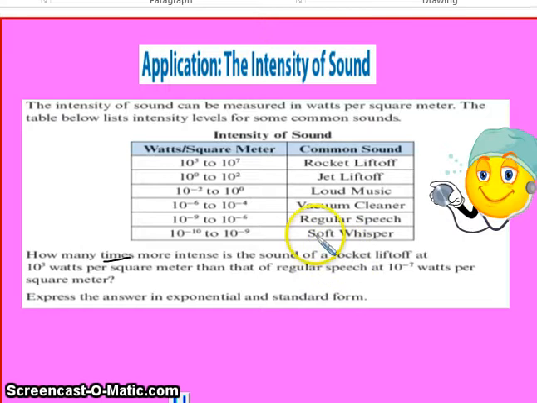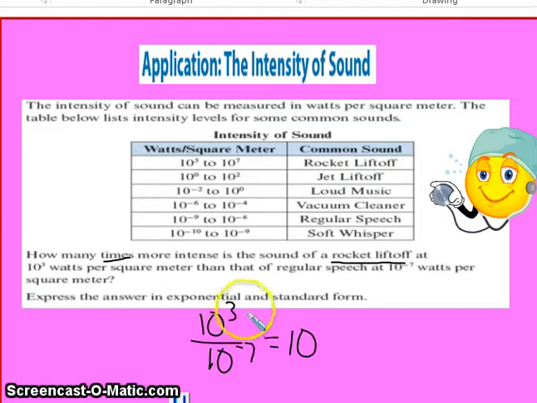Now we're going to have to take the intensity of a rocket liftoff, which is 10 to the 3rd, and divide it by, because we want to know how many times bigger it is, the intensity of regular speech, which is 10 to the negative 7th. Since we have like bases here, they're both 10. They don't have to be variables for this to work. I still am going to have 10, but since I'm dividing, I can subtract their powers. So top power, 3rd, minus the bottom power, negative 7.